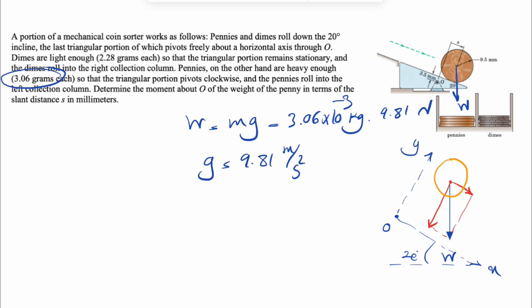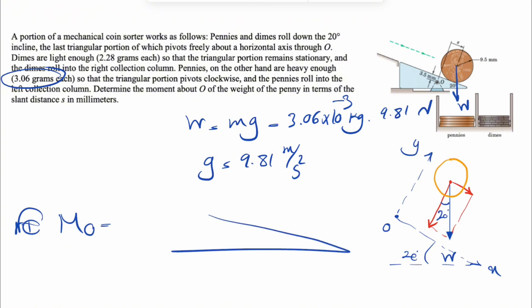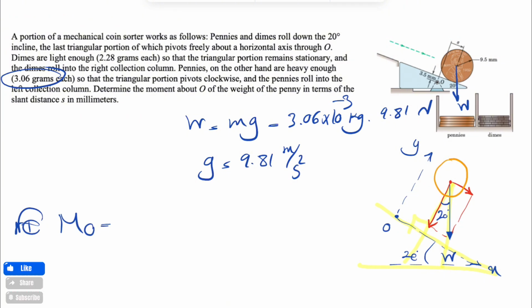So let's find the moment. We are trying to figure out the moment about point O, counterclockwise positive as always. This angle would also be 20 degrees, because of the same trick that we discussed over and over on the channel: when we have two angles where each side is perpendicular to the other, these two angles are the same.